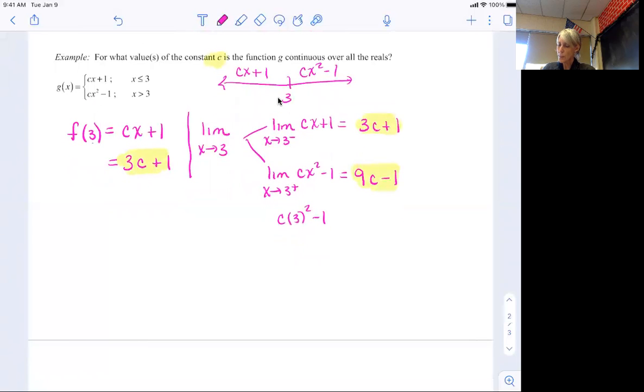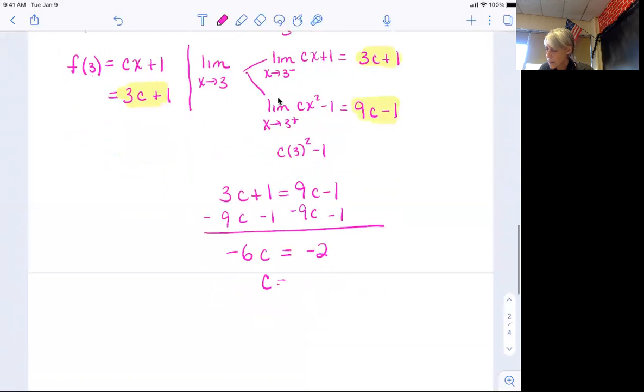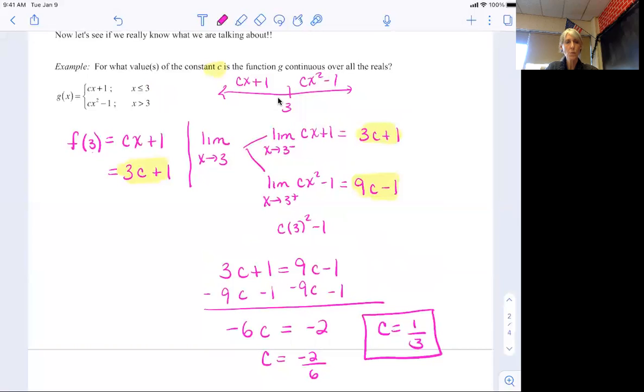So basically, to finish up this problem, I'm just going to set 3c plus 1 equal to 9c minus 1 and solve this equation. Solve for c. So negative 6c equals negative 2. C is going to equal negative 2 over 6. So if c is 1/3, right? If I put 1/3 in front of each, then this function will be continuous at that value.